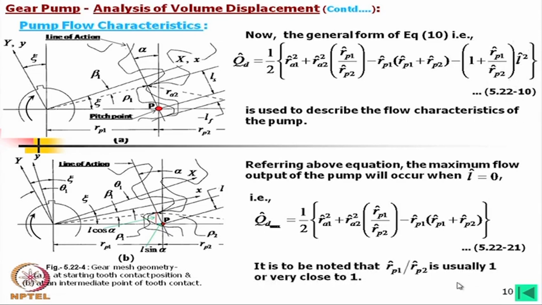Now, one interesting point I would like to mention is that R P 1 by R P 2 you will usually find to be 1, that means they are gears of the same size, but in some designs they are not equal. However, this number is not very big, and what we will find is that it is close to 1, either less than 1 or higher than 1, but very close to 1, that means this term is always close to 2.